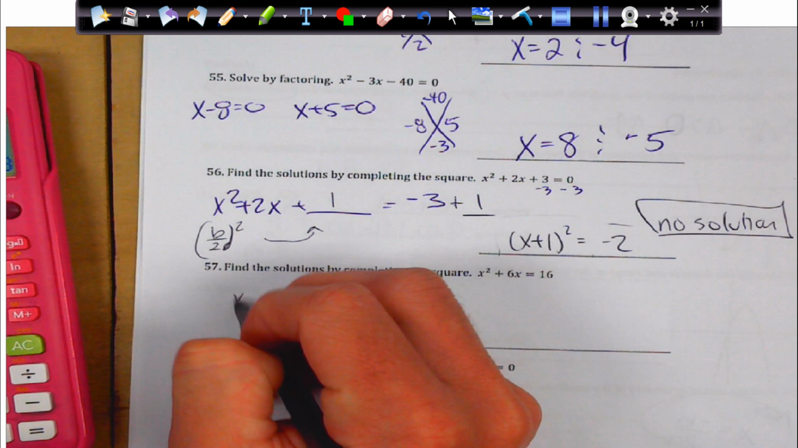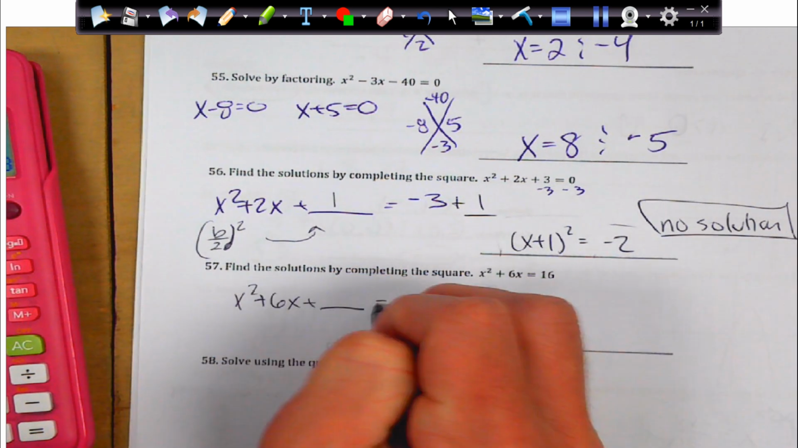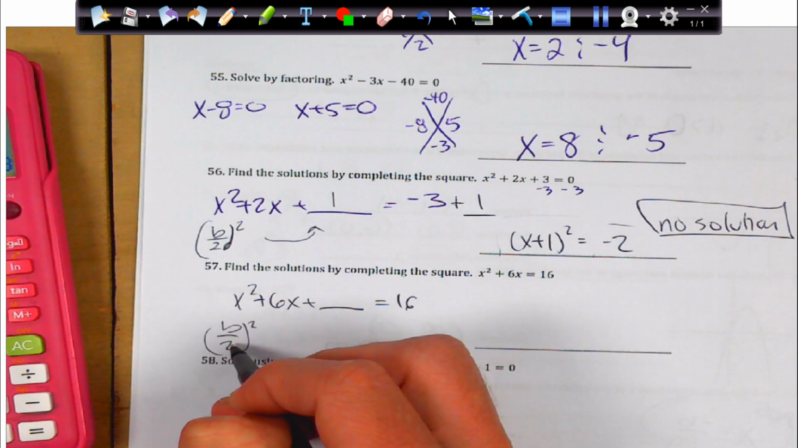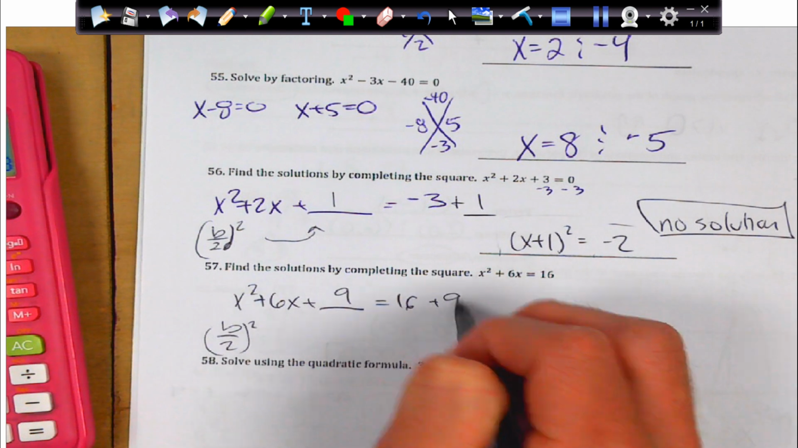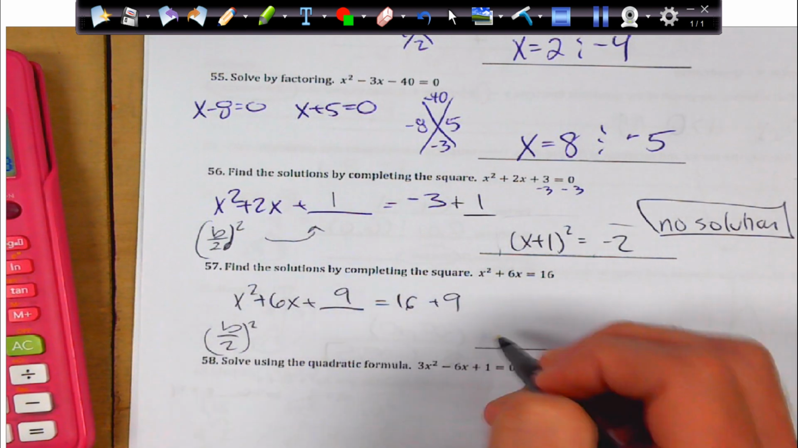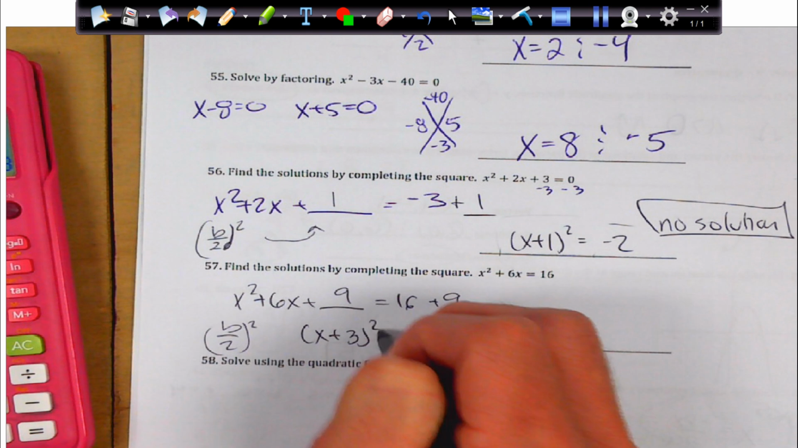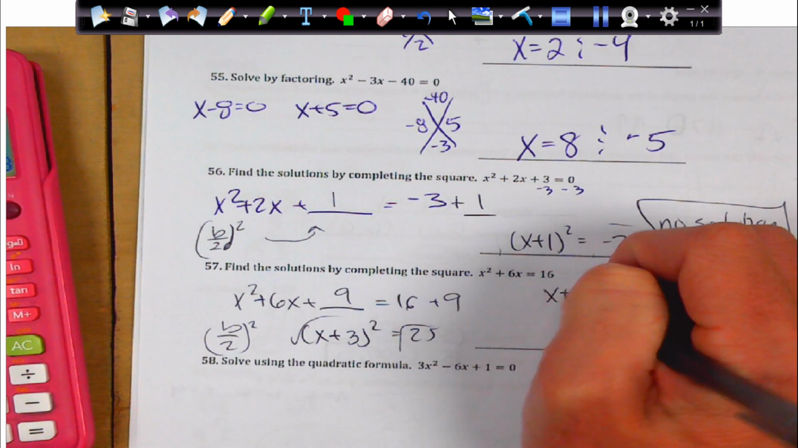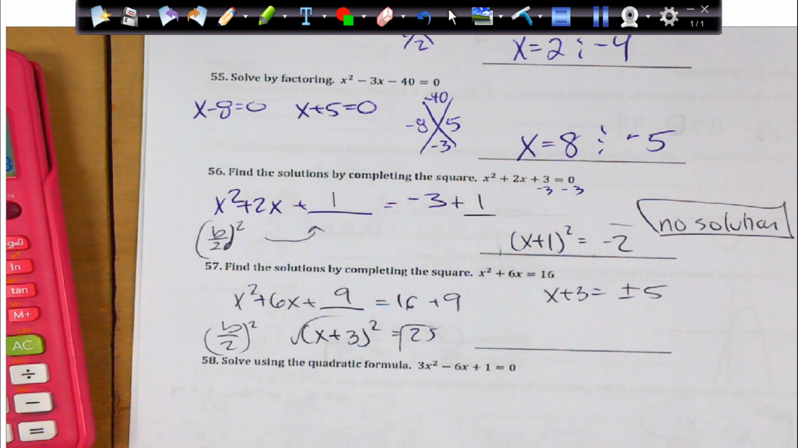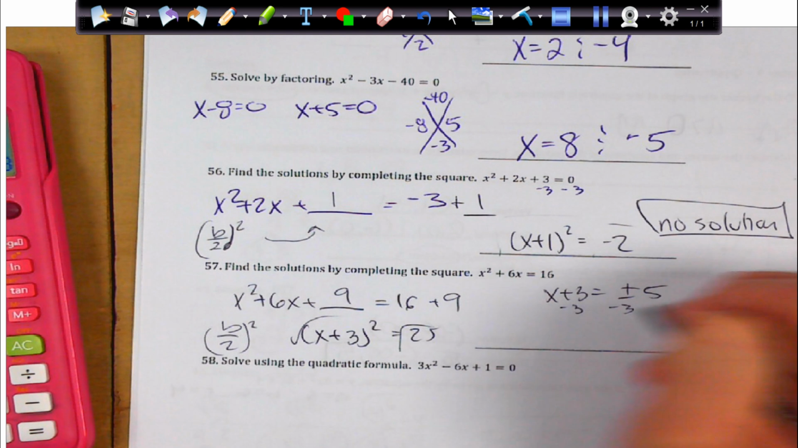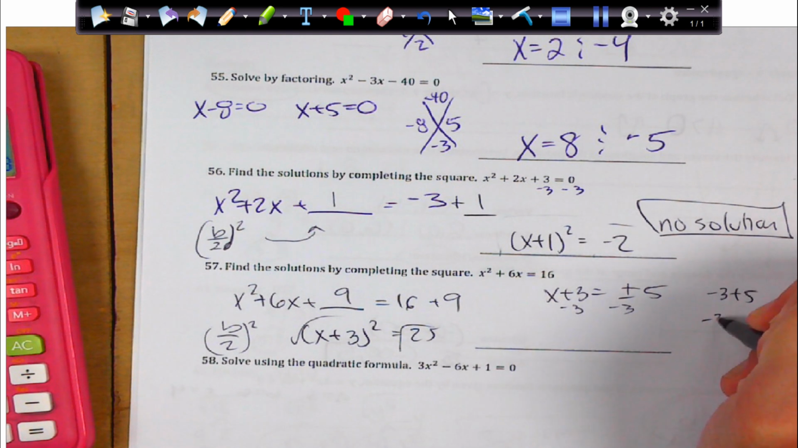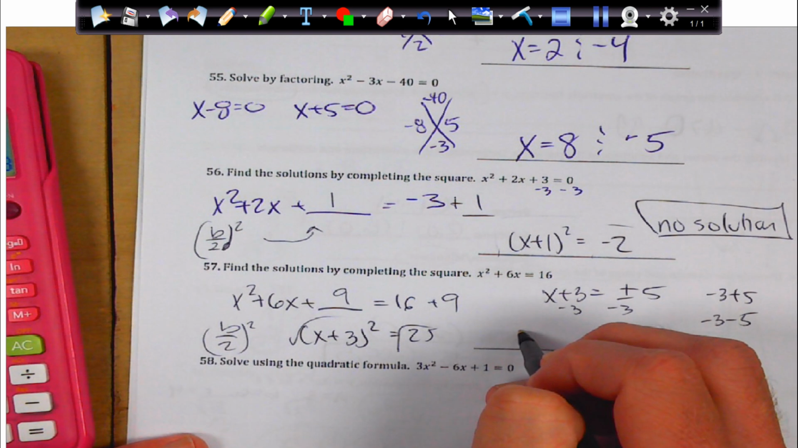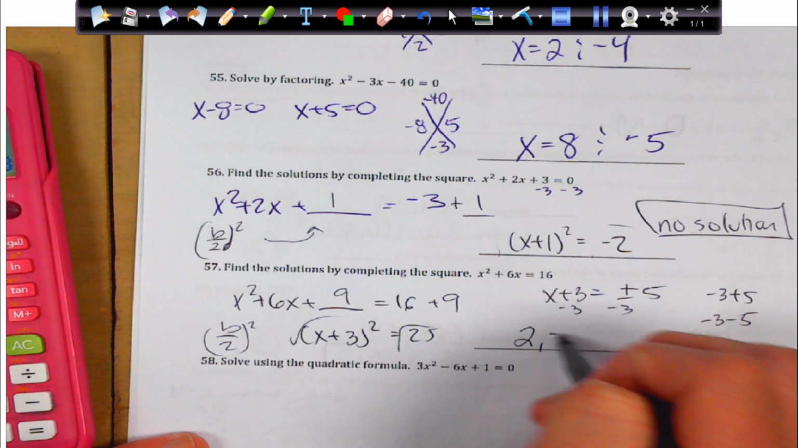All right, complete the square. This time we should get an answer, because it's a positive number over here, and we're going to do b divided by 2 squared. So 6 divided by 2 is 3, 3 squared is 9. Add 9 over there. This is going to turn into x plus 3 squared, 3 times 3 is 9, 3 plus 3 is 6, and 25, so square root that. We get x plus 3 equals plus or minus 5. So I'm going to get negative 3 plus 5 and negative 3 minus 5 as my two answers. And this would end up being positive 2, and my other answer is negative 8.